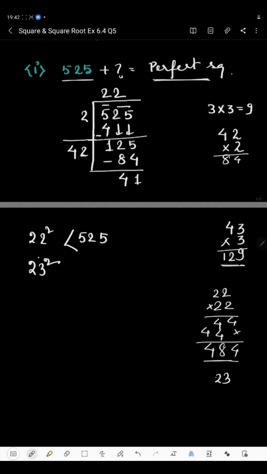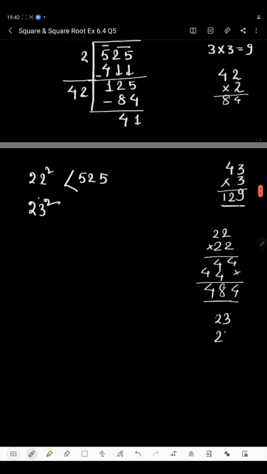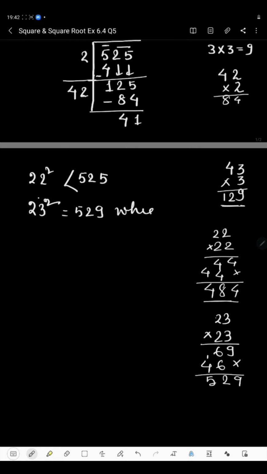So 23 square is: 3 into 3 is 9, 3 into 2 is 6. Again 3 into 2 is 6, 2 into 2 is 4. So 6 plus 6 is 12, 4 plus 1 is 5. So the square of 23 is 529, which is a perfect square number.